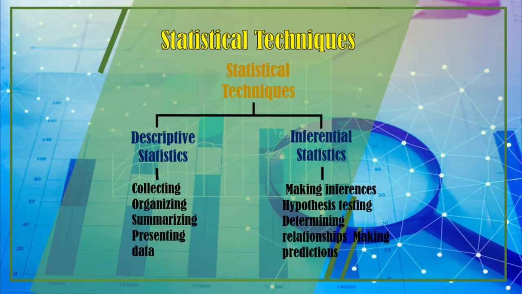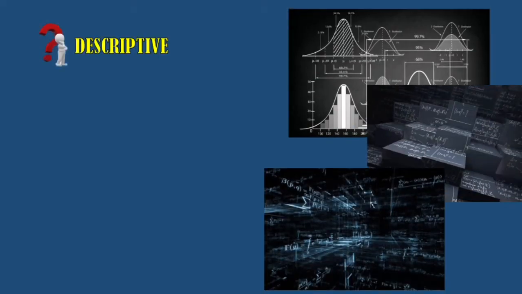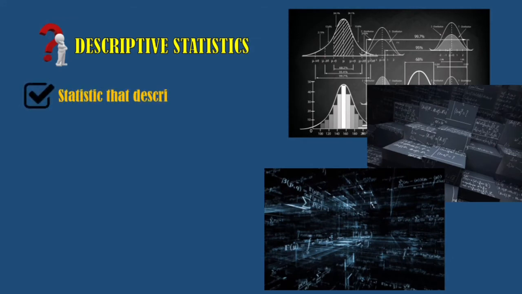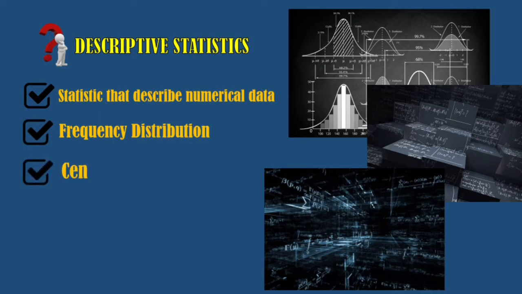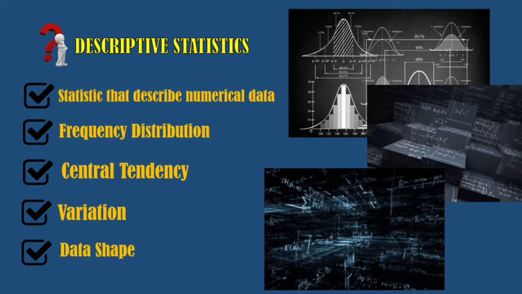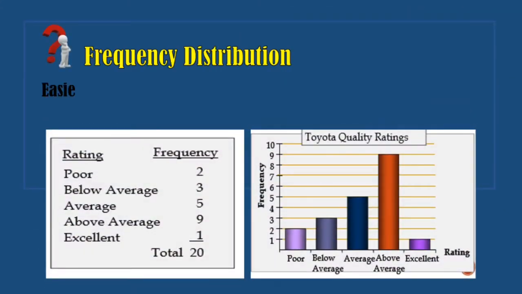In short, descriptive statistics are statistics that describe numerical data through the use of frequency distribution, central tendency, variation, and data shape. Now let's discuss it one at a time. We have to first discuss frequency distribution.